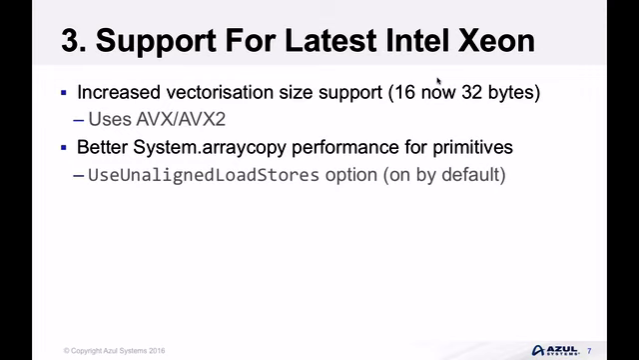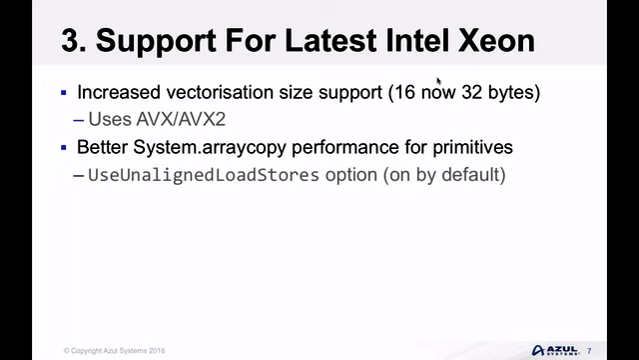A couple of other things that we've done in terms of the support for the latest Xeon architectures. There's some better support for vectorization within these processors. So there's actually double the size. It's moved from 128 bits to 256 bits for the single instruction multiple data way of doing things. So there's these extensions again, AVX and AVX2, which we're now making use of to improve performance there.